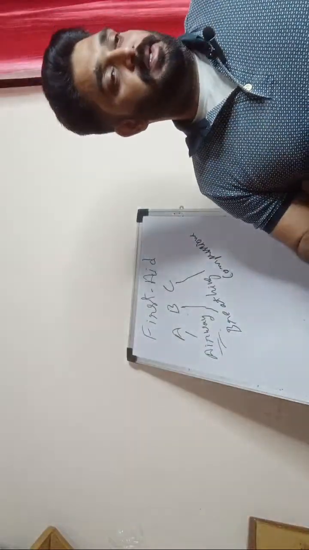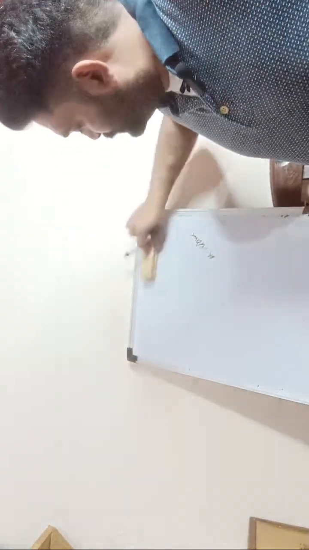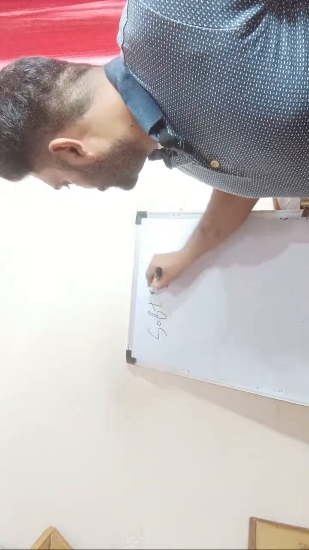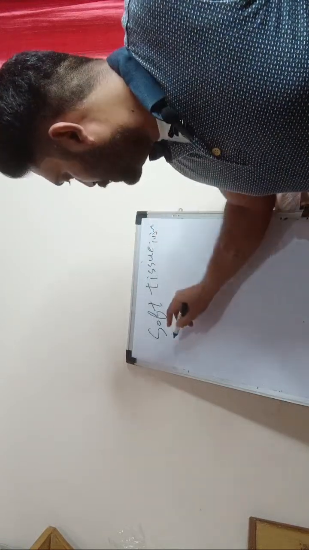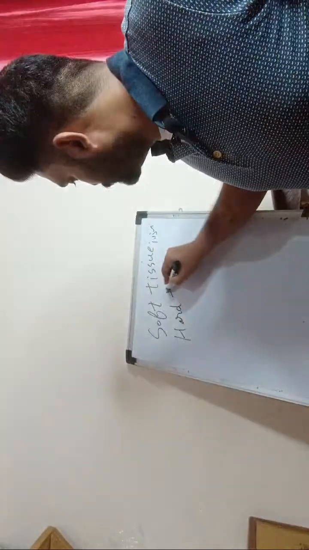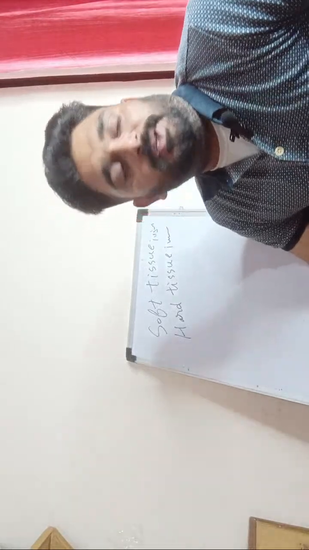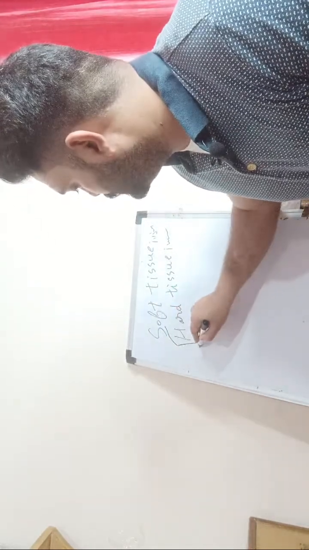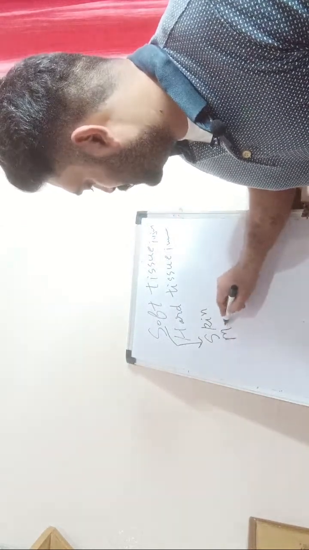Now we will discuss sports related injuries. Sports related injuries are divided into two kinds: soft tissue injury and hard tissue injury. Soft tissue injury is divided into two: skin and muscle.